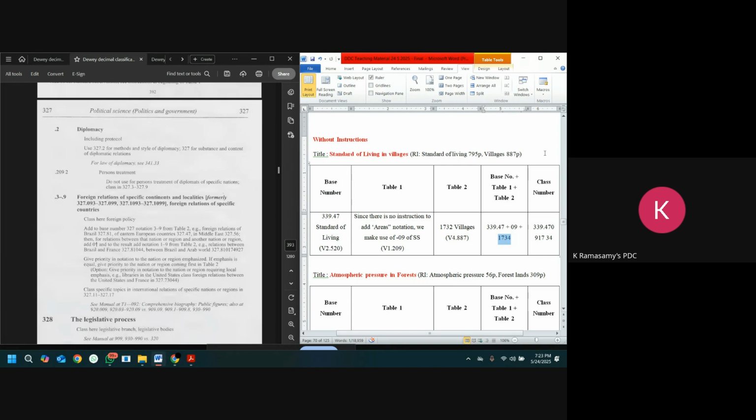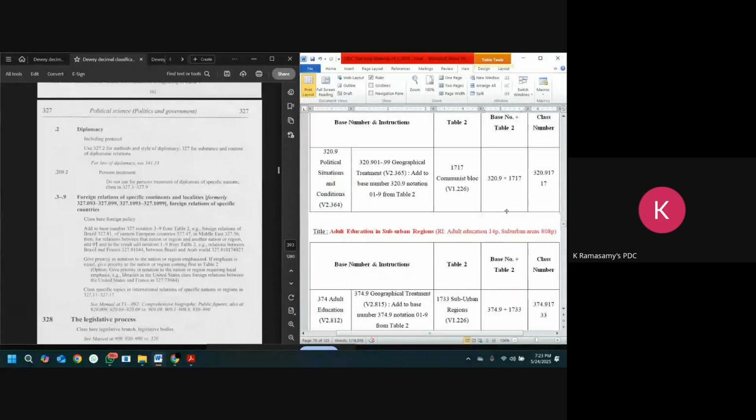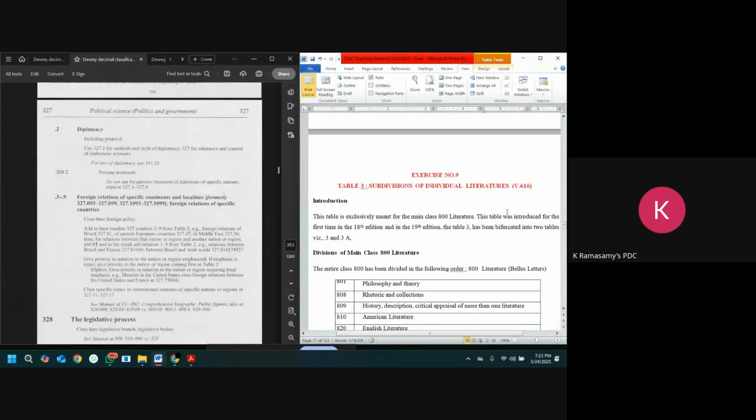So those places also can be added to the main DDC number. That's what I want to tell you here. Okay. Yes. Fine. That's about table 2. Then let's move on to table 3.